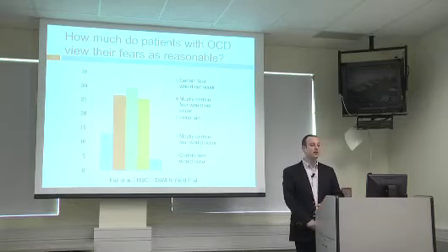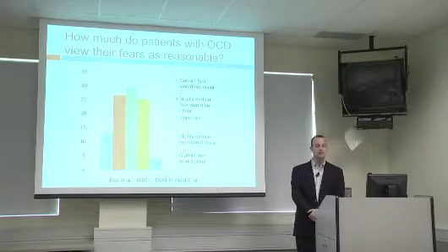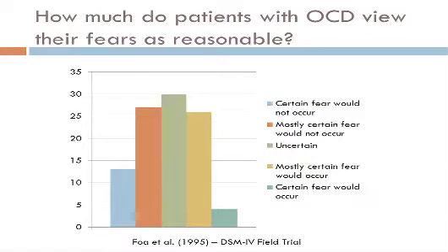How much, in fact, do patients with OCD view their fears as unreasonable or reasonable? These are some data from the DSM-IV field trial. This is a study published in 1995 by Edna Foa and colleagues. And what you see here on the y-axis are the percent of the patients in the trial who endorsed these various kinds of answers to the question about how much they see their views basically as reasonable. And what you see is that only 4%, all the way on the right over here, only 4% of the patients in the field trial were certain that their fear would occur. So that'd be very low insight, almost to a delusional level.